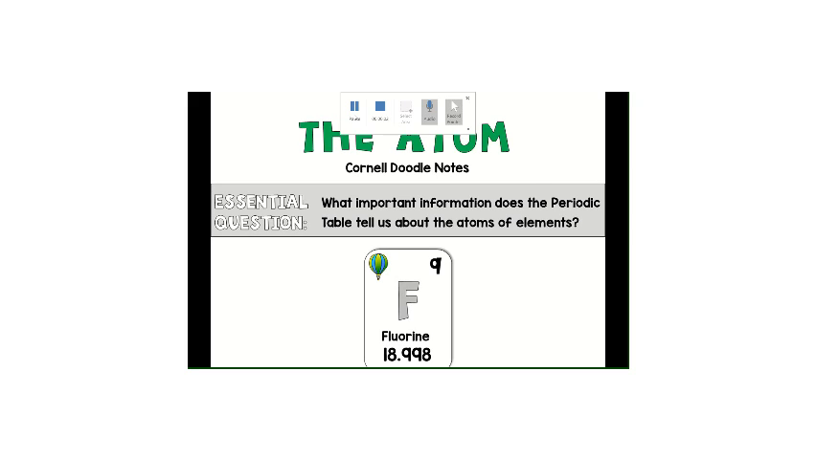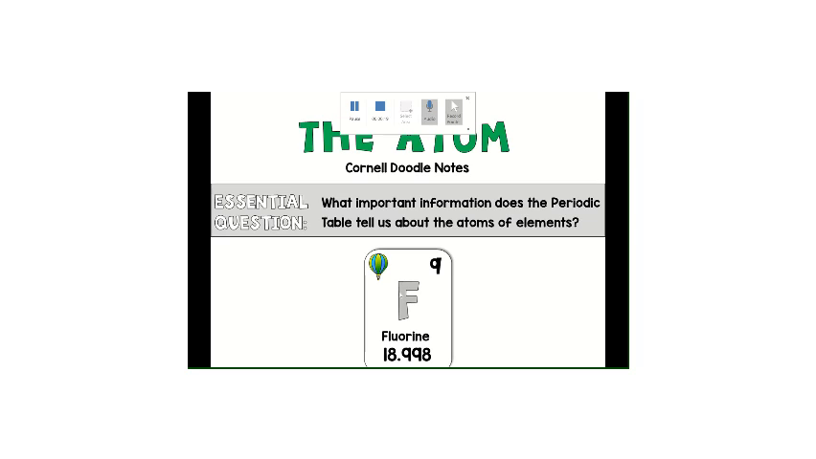So you at this point know the basics of an atom, right? We know that an atom is the smallest piece that you can break down any matter into. And all of those atoms are organized on the periodic table of elements.